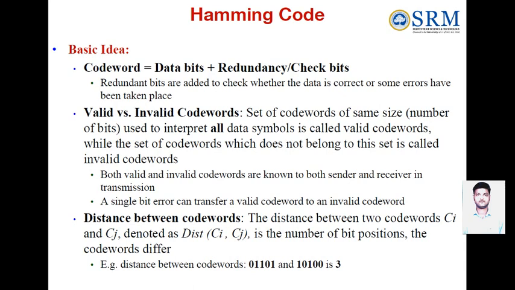These code words can be valid or invalid. Some code words are valid, some code words are invalid. Both the set of valid code words and invalid code words are shared between the sender and the receiver. The set of code words that are actually used to interpret all the data symbols are called valid code words. So there will not be any code word that does not represent any data unit. Apart from these valid code words, there are some other code words which are not used by the sender and receiver pair. Those are called invalid code words.